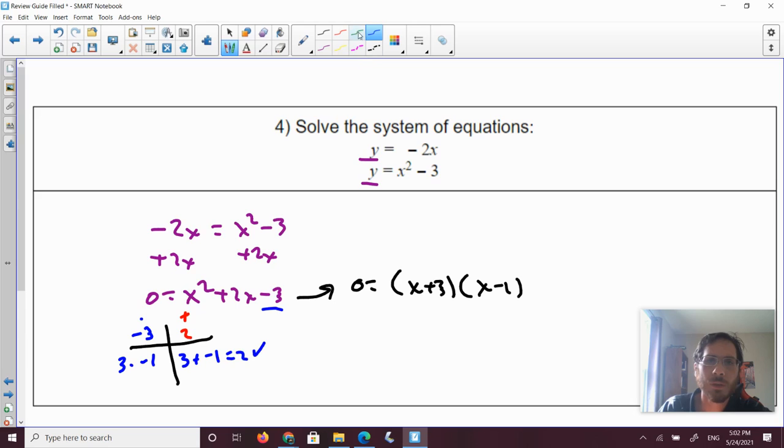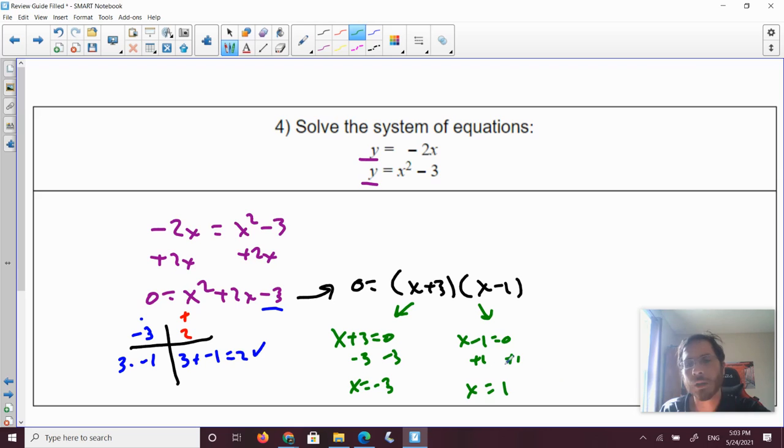So to get my two solutions, I use the zero product property, which means I'm just basically making x plus 3 equal to 0 and seeing what I get from that. And I have to do x minus 1 equals 0 and see what I get from that. Now these are both one-step equations, so they're pretty quick. Opposite of plus is minus, opposite of minus is plus. So I have my two x values.